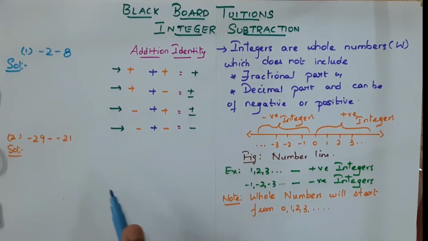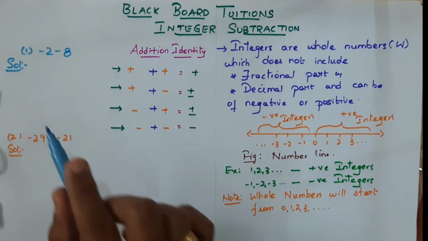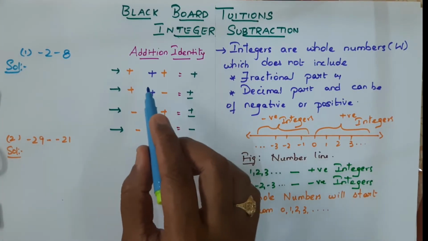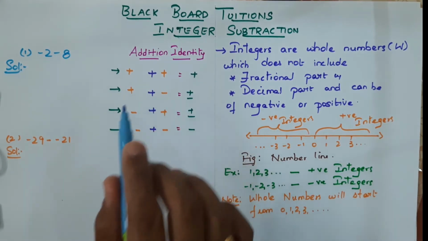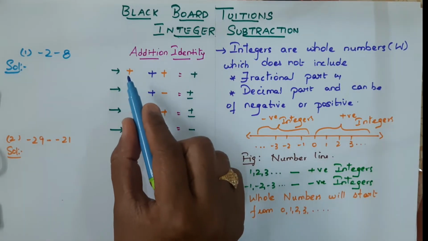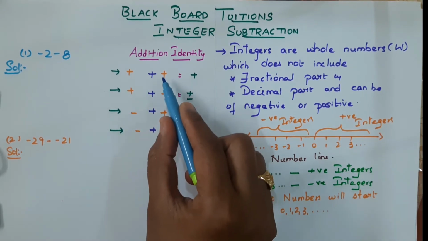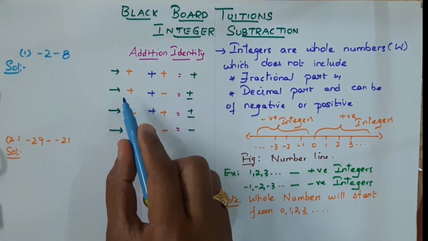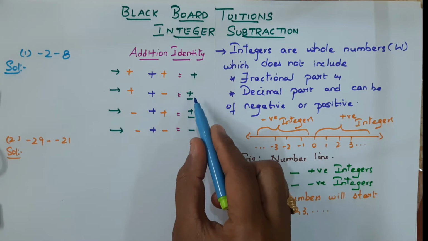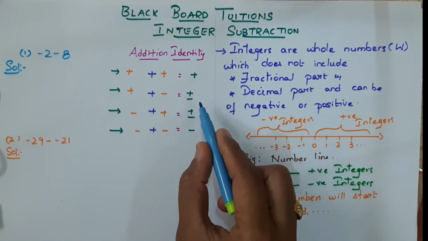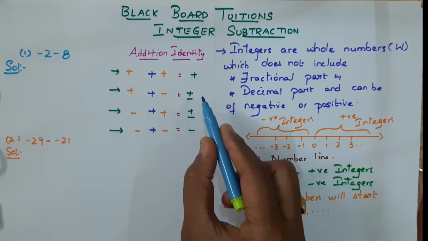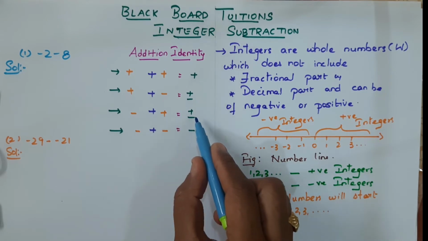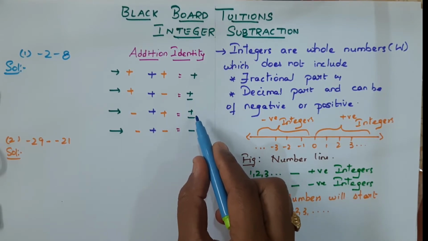Now coming to two examples of integer subtraction, if we consider the first example, -2, -8, here we have an addition property and a multiplicative property of integers. If one integer is positive and we add another positive integer, we get a positive integer. If one integer is positive and the other is negative, it depends on the bigger number, so the result will be a positive or negative integer. In the same way, if the first integer is minus and the second is plus, we get plus or minus based upon the bigger number.